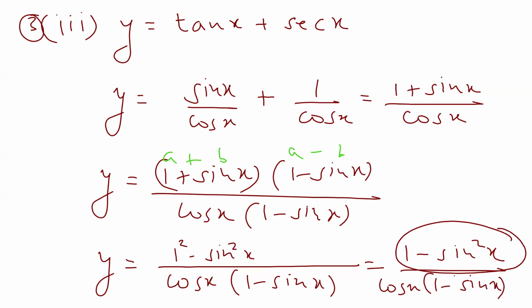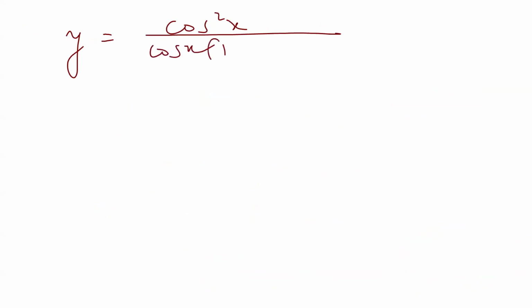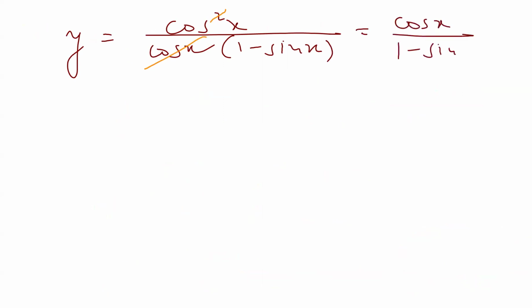The value of 1 minus sin square x is cos square x. So in the next step, I'm going to write y is equal to cos square x upon cos x into 1 minus sin x. Now one cos term will get cancelled over here, right? So it is eventually cos x upon 1 minus sin x. Now I'm going to derive dy by dx.